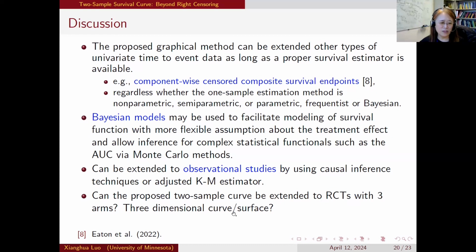I have no solution, but there are multiple arms oftentimes observed in clinical trials, like a 3-arm trial. What do we do with 3-arm trials? Well, first, we can do pairwise comparison three times for a 3-arm trial, but is there a better, more elegant solution, like a 3-dimensional ROC curve or surface? Probably surface is the right word. I have no solution. That's just a discussion point.